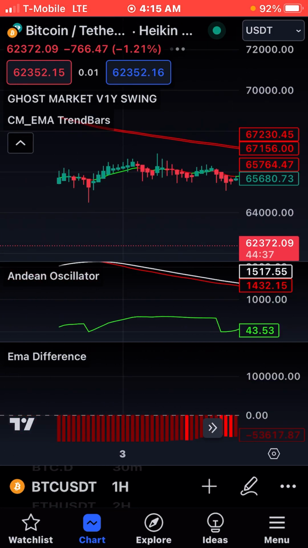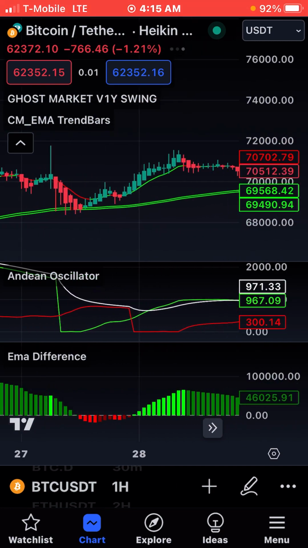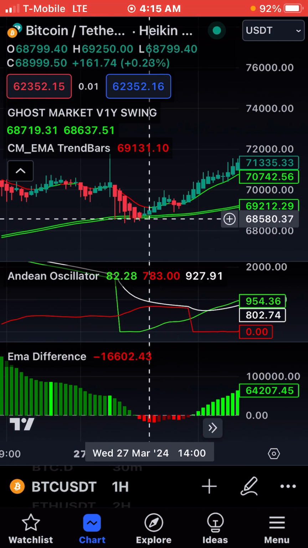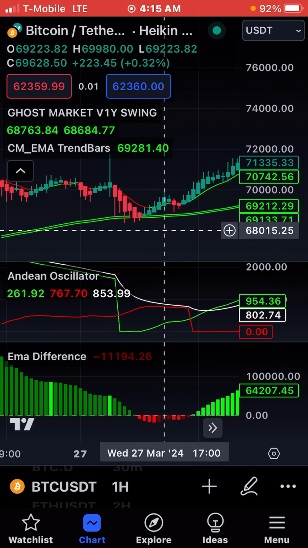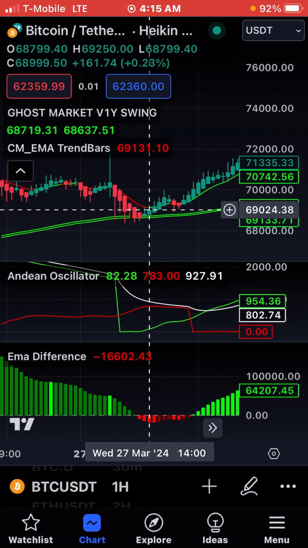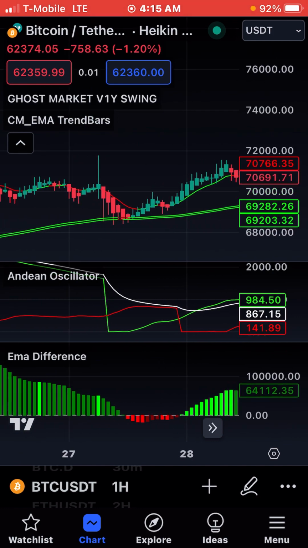Let's look at a couple of examples here. Now, right here we see that the downtrend is weak. You also see that with the ADN oscillator because it's not crossing. And you also see the 990-95, they're not crossing either. So you know that's not a trade to go in.